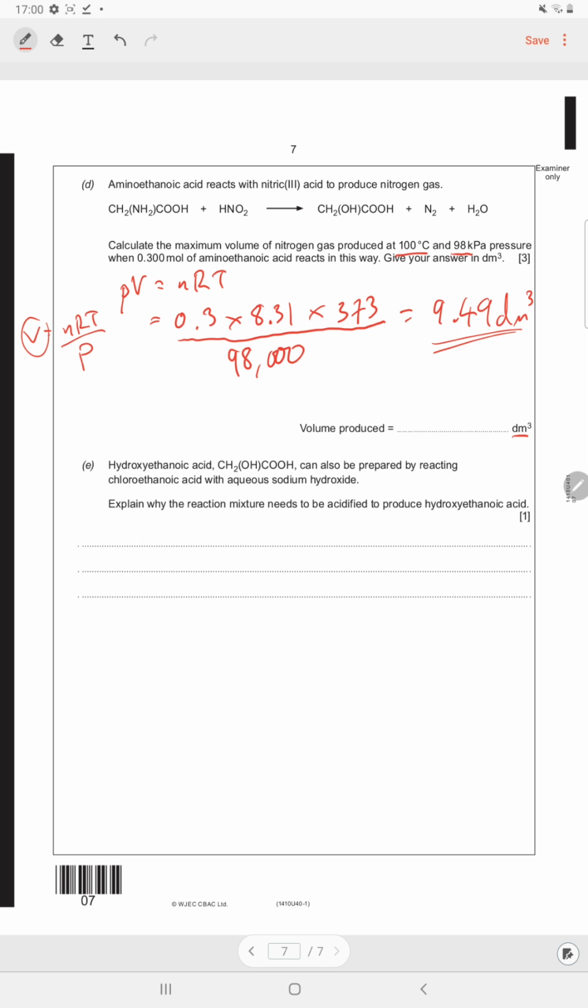Okay, part E, prepared by reacting chloroethanoic acid with hydroxide. Whenever they're asking why you need to acidify the solution, 99 times out of 100 it's because you'll be producing some sort of salt. So the salt is produced first. So you'll need to protonate. Get rid of the salt and protonate the oxygen with hydrogen. So you need to acidify the solution.